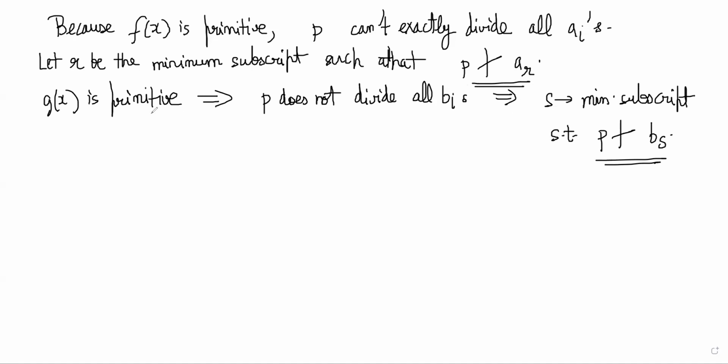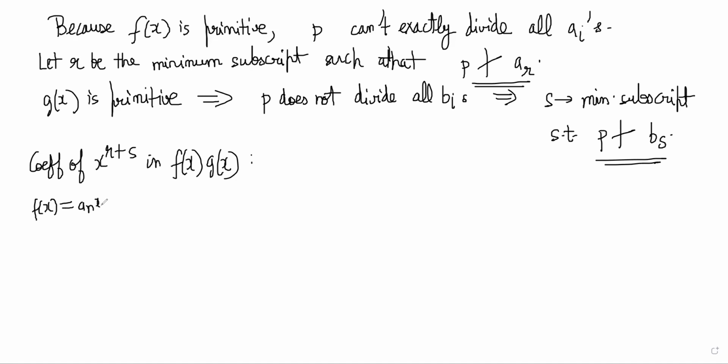Okay. Now let's try to find out the coefficient of x to the r plus s in the product f of x times g of x, right? So if you think about it, f of x was written as a n x to the n and so on till a1 x plus a naught, and g of x was written as b n x to the n. Actually, the g polynomial could be degree m, so I should write it as b m x to the m till b1 x plus b naught, right?